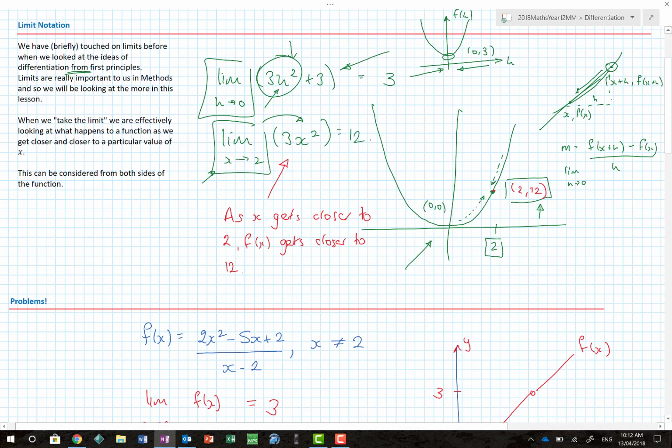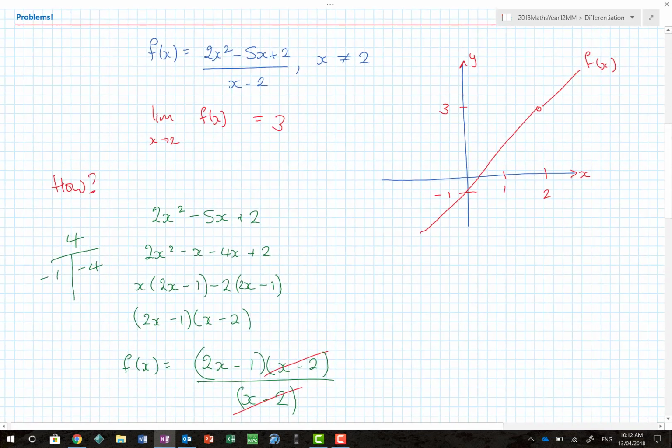So limits, just reading limits, is really important. And then we get onto these wonderful problems. Generally speaking, most of the questions in the Cambridge Essentials textbook are relatively straightforward, and then they throw in some doozies. So let's consider this graph here. The function of x is given by 2x squared minus 5x plus 2, all over x minus 2.